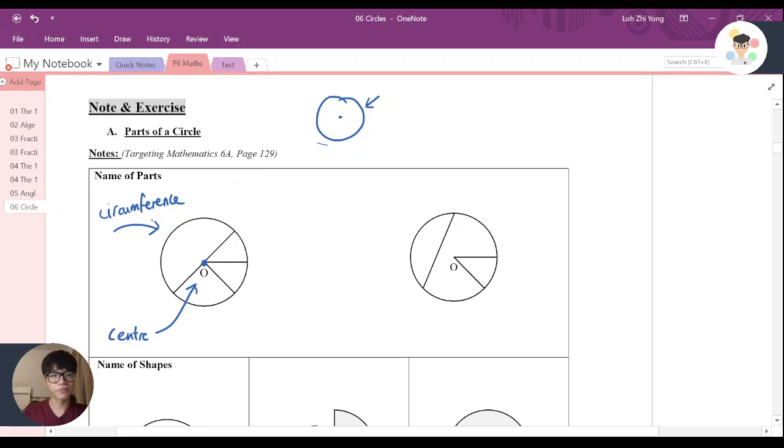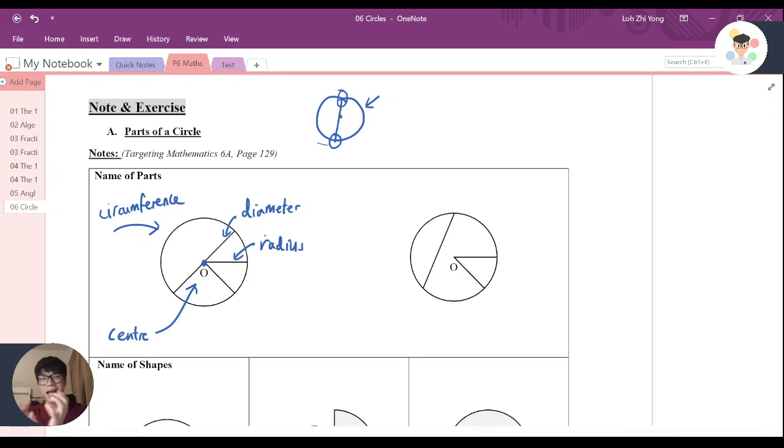And the next thing you need to understand is that the line that passes through the center from one side of the circumference to another side of the circumference, you can see this line, we call it diameter. And as you can see, this line passes through the center from one side to the other. If there's a line that is only from the center to the circumference, not a full line but only half of the diameter, this is called radius. So far, so good. And these are the four very, very important things that you need to remember.